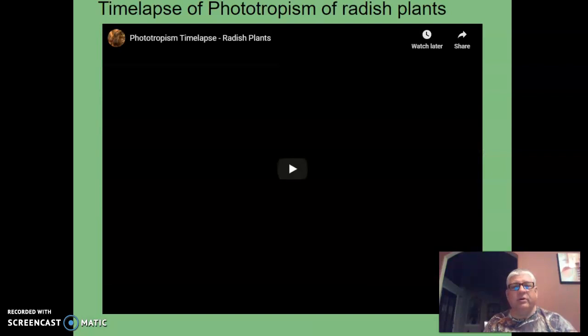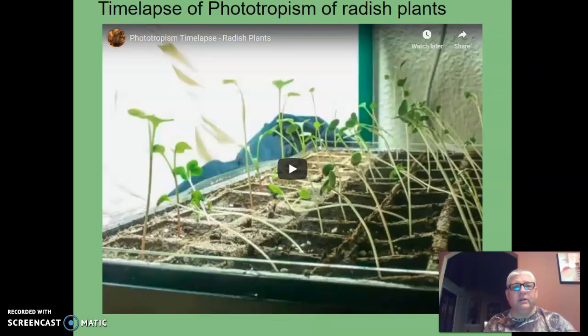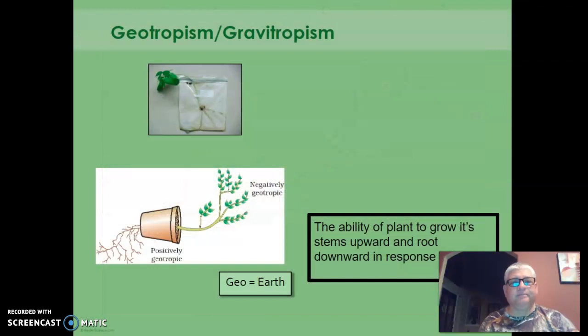Here's a video of radishes moving and growing toward the light as they grow from a seedling. If you don't know what a seedling is, you put a seed in the soil and watch it grow, and you have a seedling. It's not quite yet a plant. It's still a plant, but it's not a full-size plant yet. They call it a seedling.